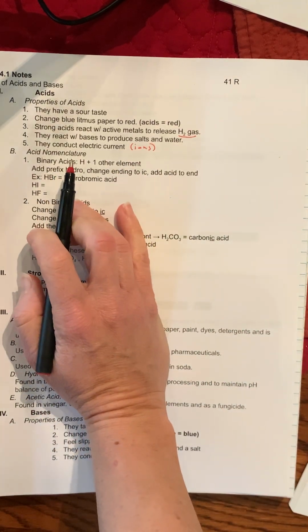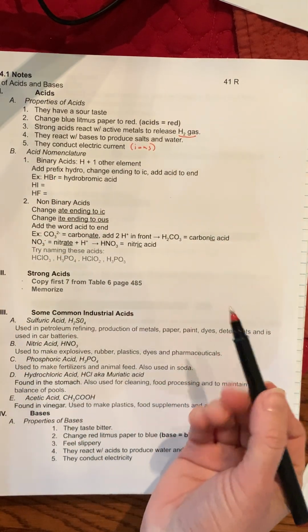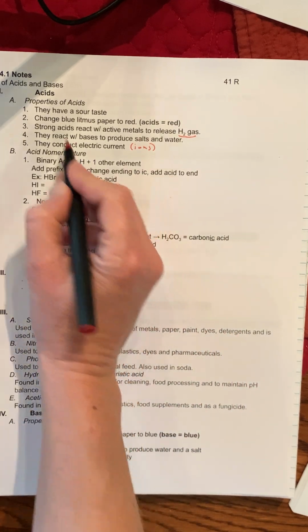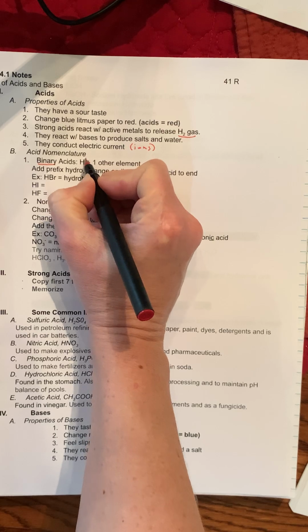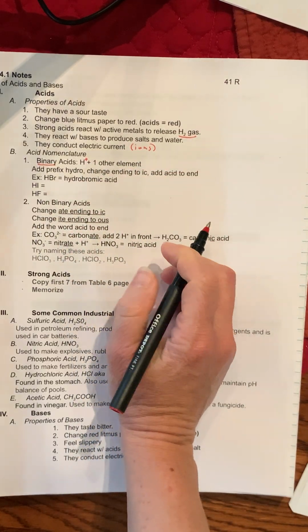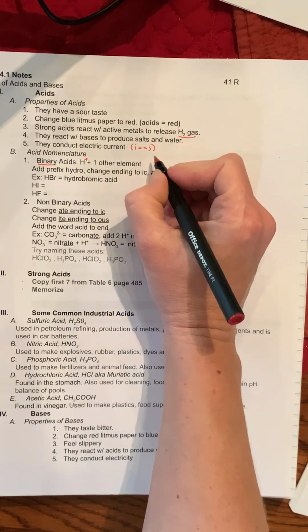To name acids, there's two different types. Binary acids, that's of course two. So we have hydrogen, H plus is what makes it an acid, and one other element like chloride, for example.